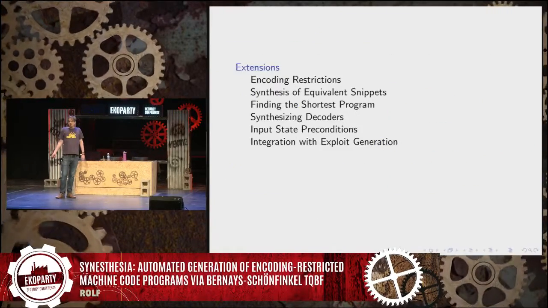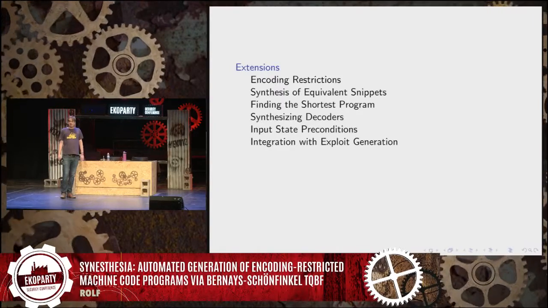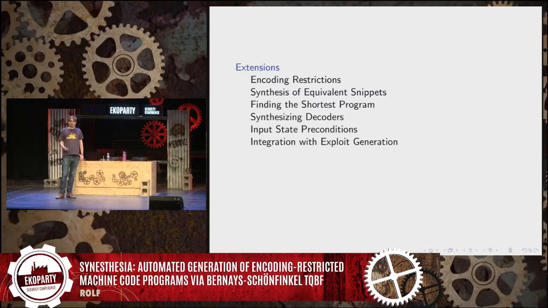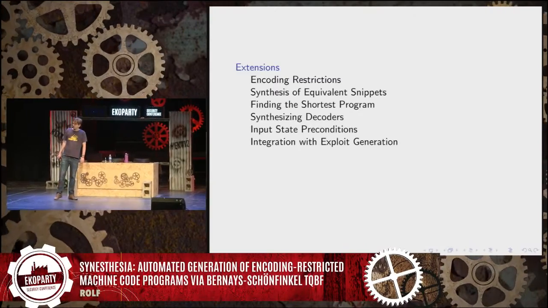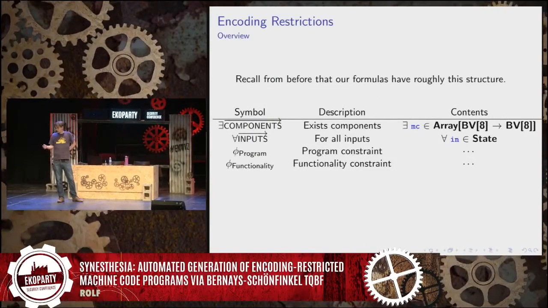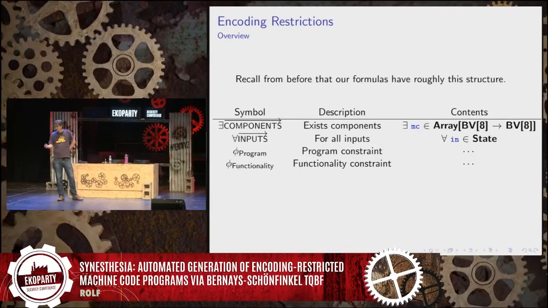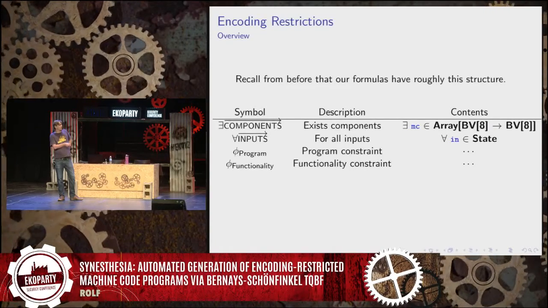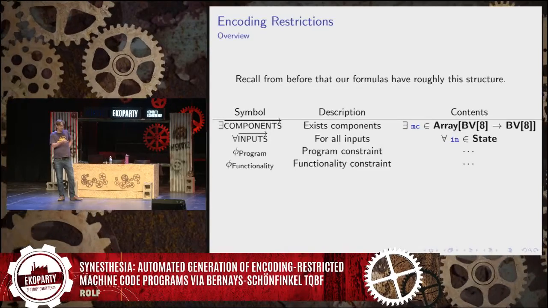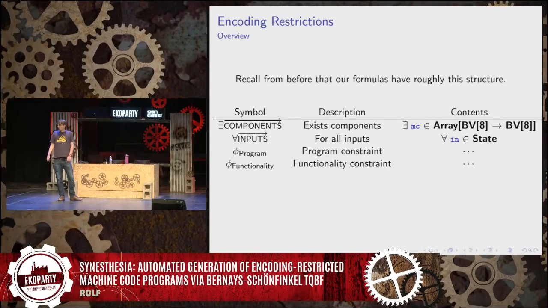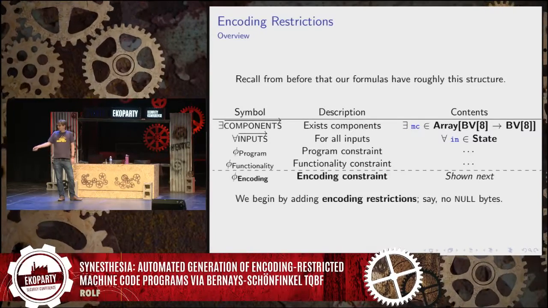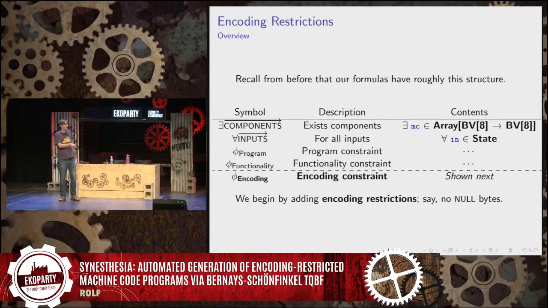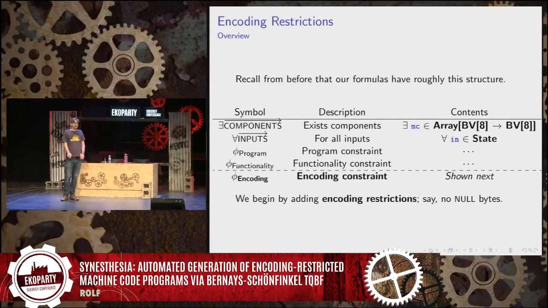So with all that machinery having been built up, now we can do what we set out to do at the very beginning, which is synthesize machine code programs that do whatever we want, where we can also specify restrictions on how they're encoded. So remember that our synthesis formulas look roughly like this. Exist components for all inputs, specification of what the program looks like, and a specification of what the functionality of the program is. So now we're going to add one more term to these formulas, which I'm going to call the encoding. So additionally to specifying how the program behaves, we also specify how the program is allowed to be encoded.